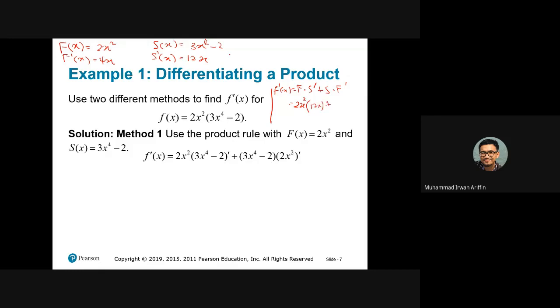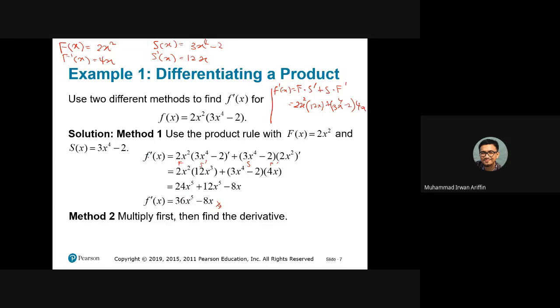And then plus the second derivative: rewrite the whole second function, minus 2, multiply everything with the derivative of the first function, 4x. See, this is f, this is s prime, this is s, this is f prime. So open the bracket, simplify, and you can collect the same terms. So this is the answer. Now this is the first method.